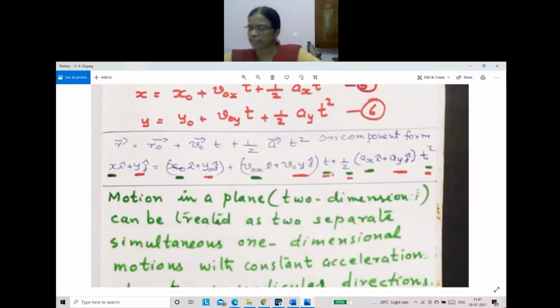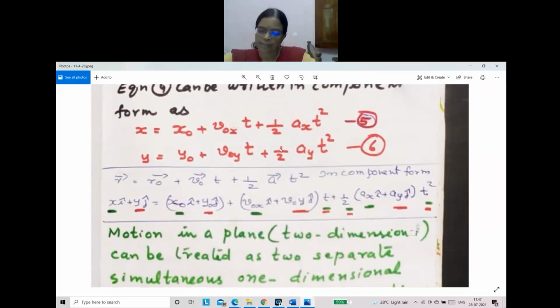Very good. This is the component form, a very important equation. X component and y component. S equal to ut plus half at square, its component form is this.